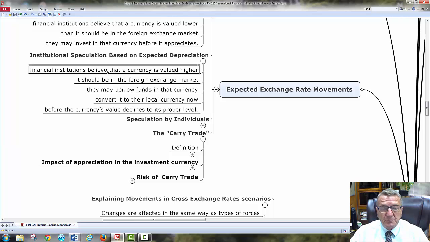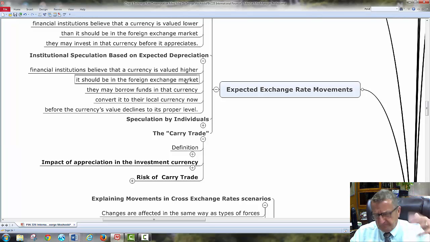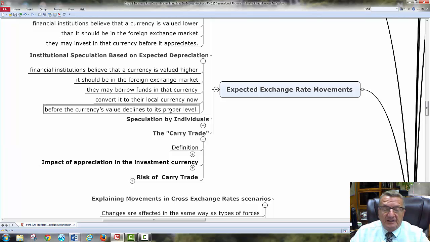So financial institutions believe that the currency is valued higher than it should be in the foreign exchange market. I know it's already overvalued because speculators did something. Okay, so they may borrow funds in that currency because it's low, convert it into the local currency now before the currency's value declines to its proper level.